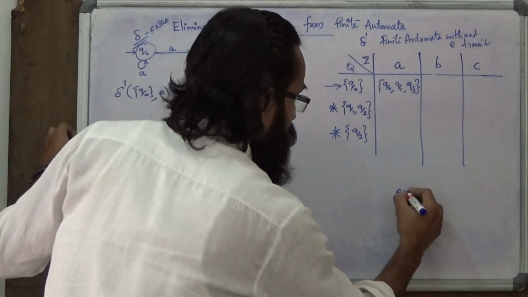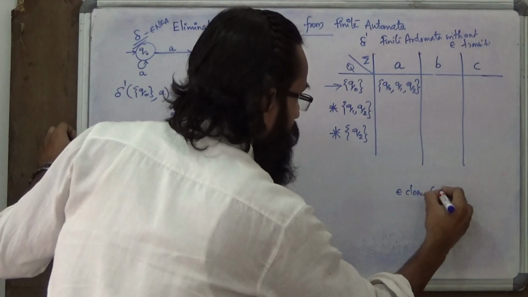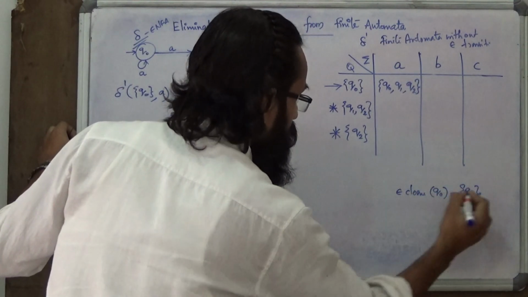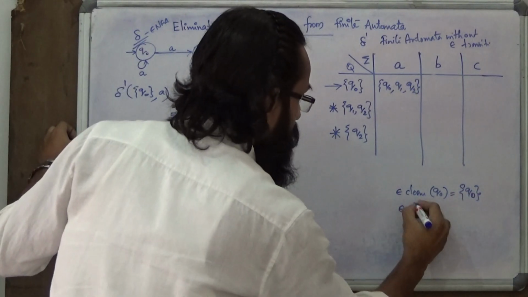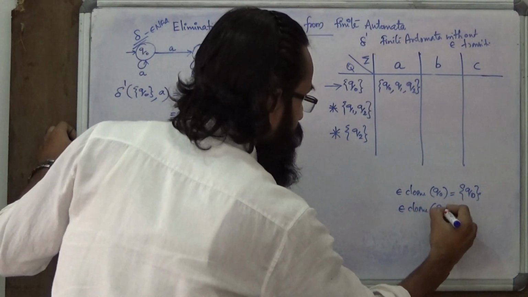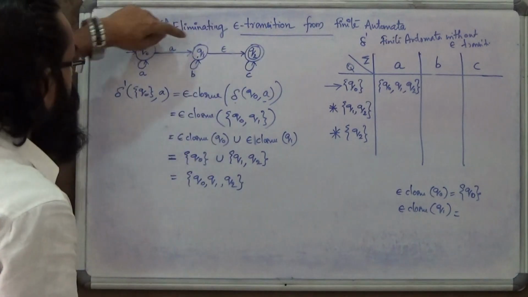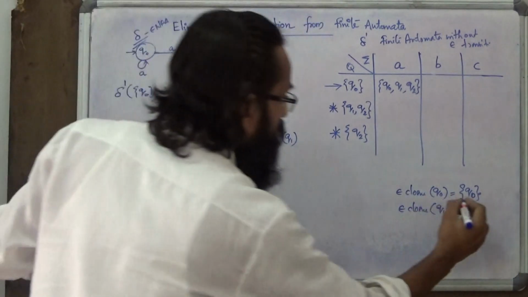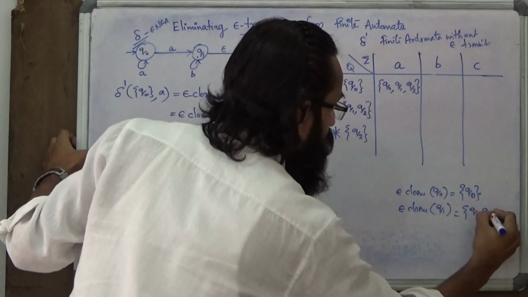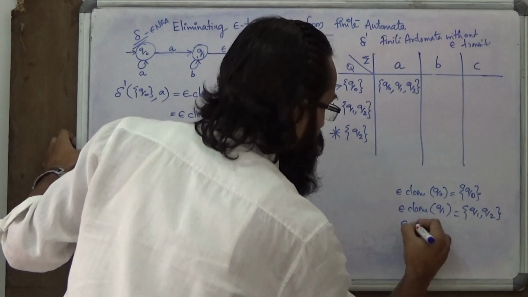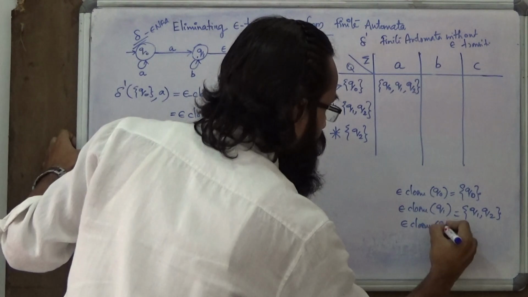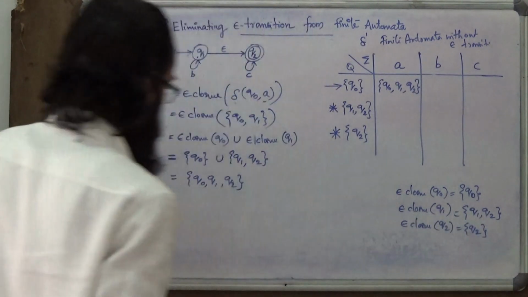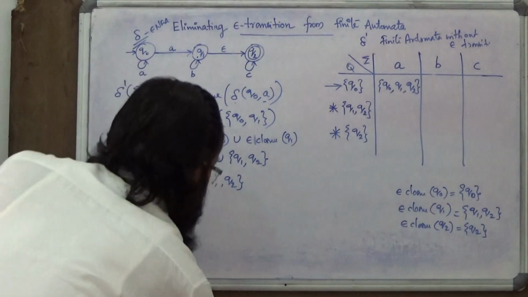So epsilon closure of Q0 is Q0, epsilon closure of Q1 is Q1, Q2, and epsilon closure of Q2 will be equal to Q2 itself. So this will be the target set.